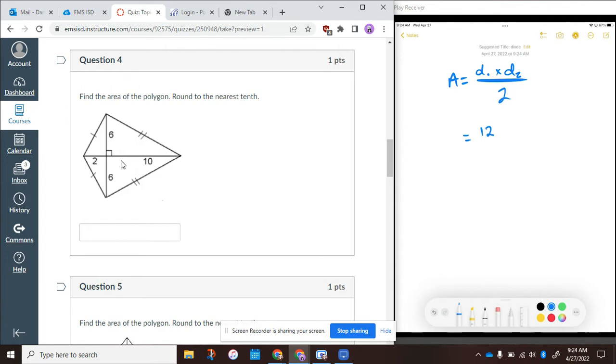Diagonal 2 is going to be 2 plus 10. So diagonal 2 actually turns out to also be 12. And then we're going to cut that in half. Okay, all we got to do is take 144 and divide by 2. In your calculator, that's a pretty easy process to go through. We've got a total area of 72. Actually, we don't have units on this one, so it's just 72. That's going to be our area.